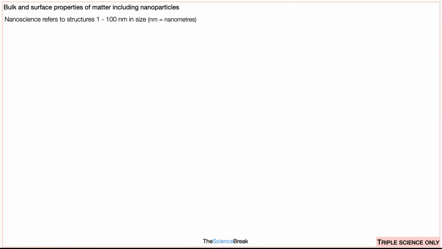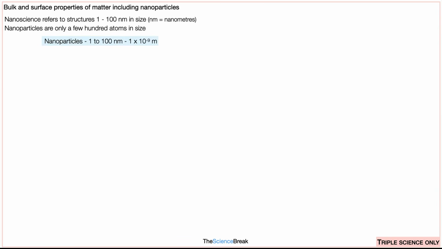nanoparticles. Nanoscience refers to structures that are 1 to 100 nanometers in size. Nanoparticles are only a few hundred atoms in size. If you are asked about the size of nanoparticles in an exam, you could say that they are 1 to 100 nanometers in size, or you could say they are only a few hundred atoms in size. Both of those would score a mark.